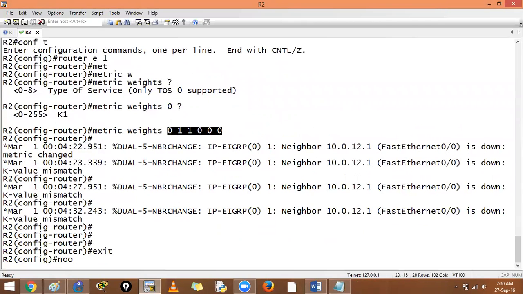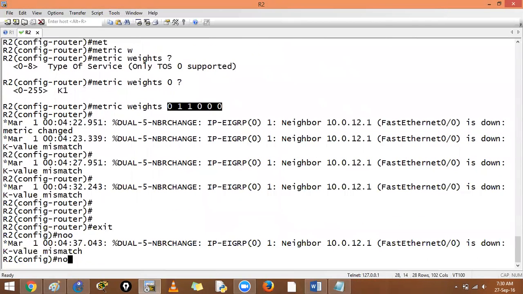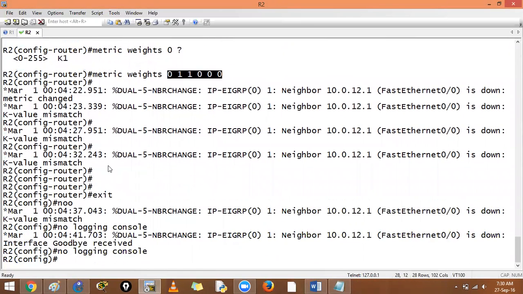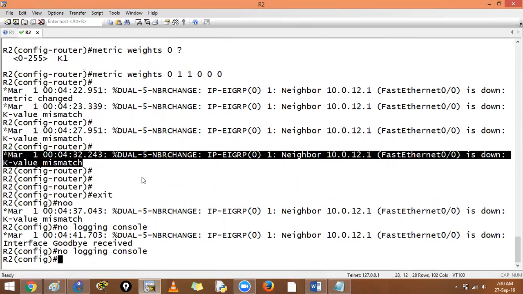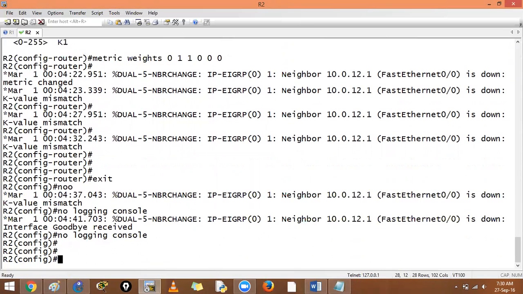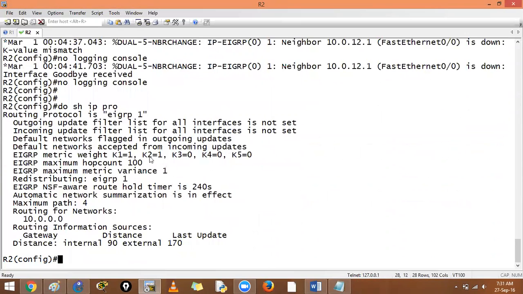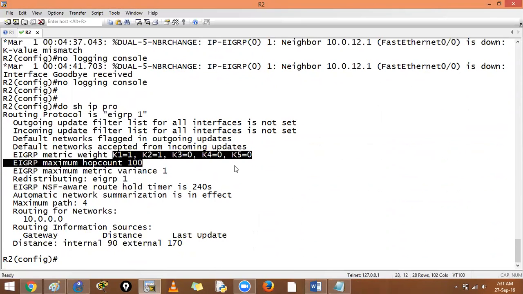And if I say no logging console, the console log will be disabled. You will not be able to see these pop-ups from now on because I told him, please do not give me any console messages. So for you to troubleshoot, if you don't see this error, how will you troubleshoot? You can say do show IP protocols. In your IP protocols, here it tells you that I am using bandwidth and load, delay I am not using. So this value and that value is not going to match and the neighborship will flap.